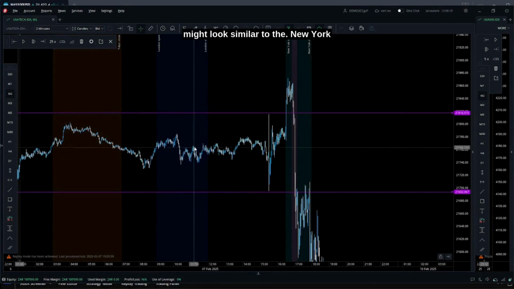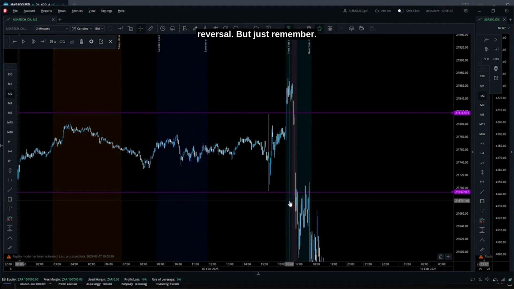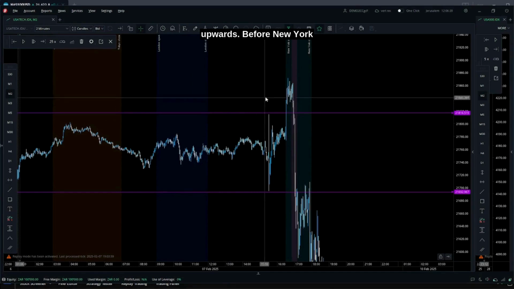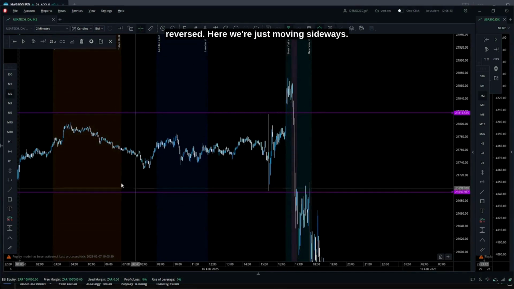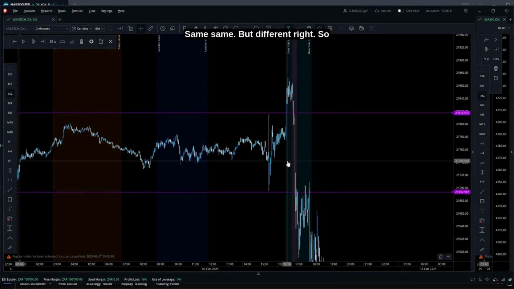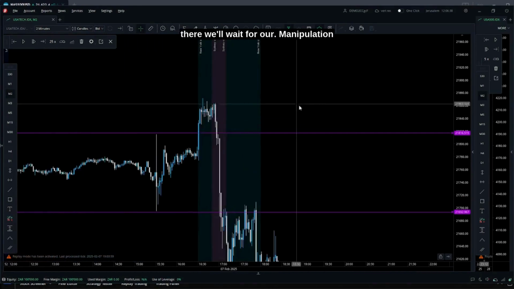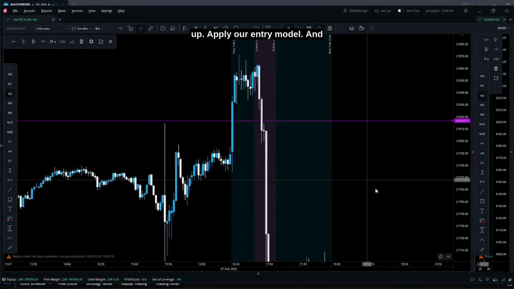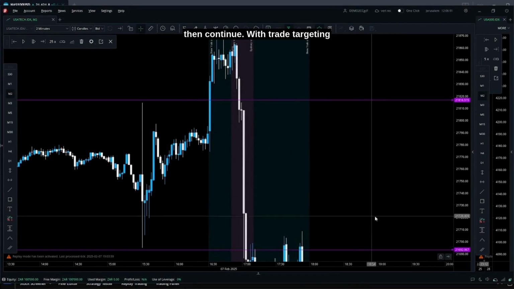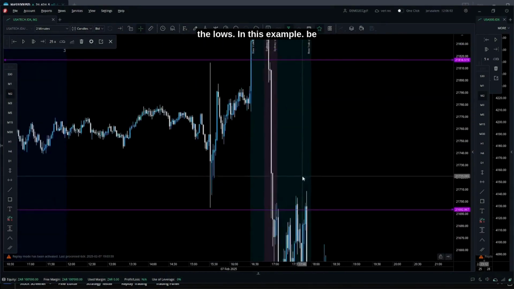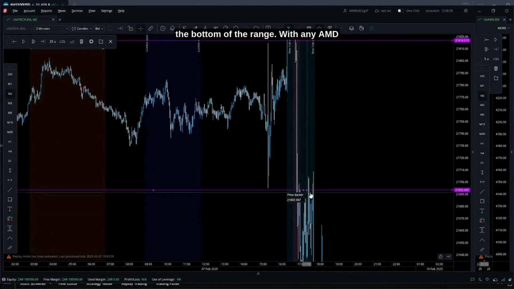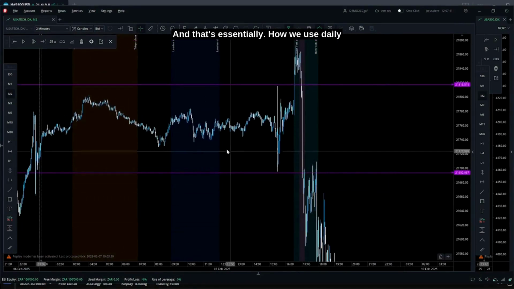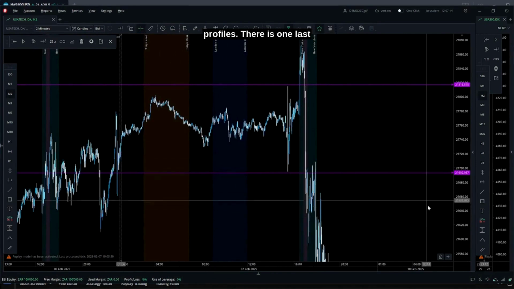So this might look similar to the New York reversal. But just remember that London session was trailing upwards before New York reversed. Here we're just moving sideways. Same, but different, right? So there we'll wait for our manipulation up, apply our entry model, and then continue with the trade, targeting the lows in this example. The best first target will be the bottom of the range with any AMD setup. That will be your first target. And that's essentially how we use daily profiles.